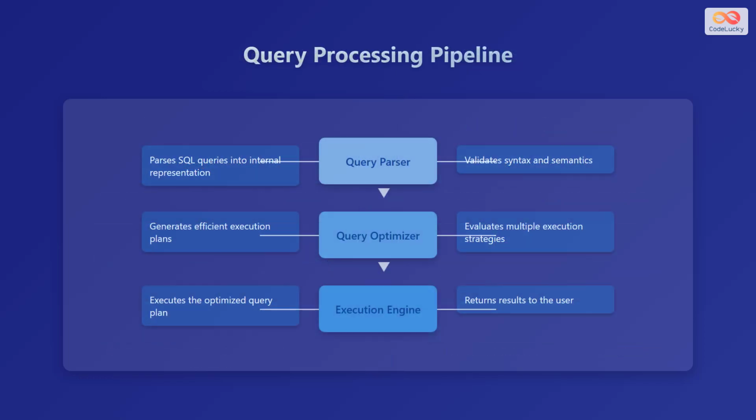The query processing pipeline is the sequence of steps a database system takes to execute a query. First, the query parser analyzes the SQL queries and translates them into an internal representation. It also validates the syntax and semantics of the query. Next, the query optimizer generates the efficient execution plans by evaluating multiple execution strategies. Finally, the execution engine executes the optimized query plan and returns the results to the user.